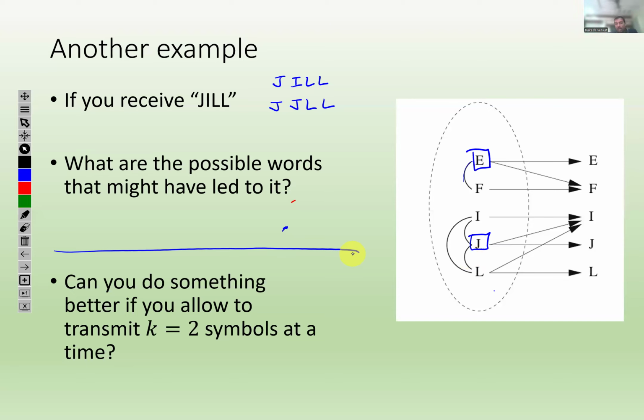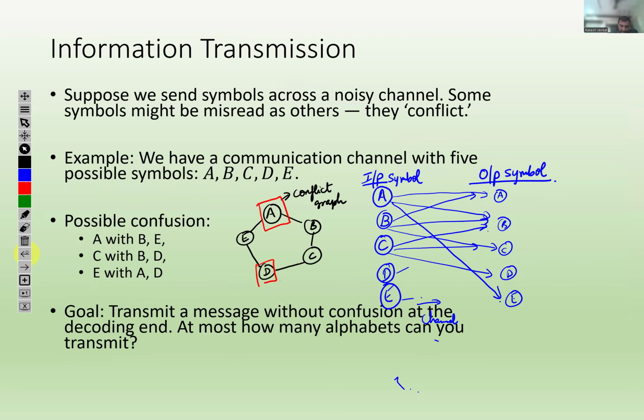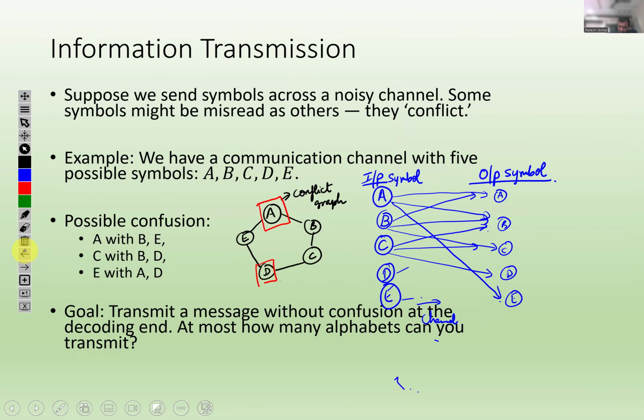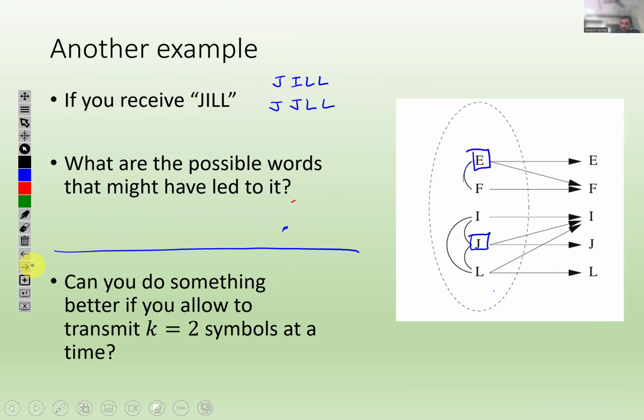But now you can ask the question a bit more. Suppose I want to do something a bit more involved, right? So in both these cases, I could send only two alphabets at a time. Maybe this graph may be a bit incorrect. So you should ignore this and just look at the conflict graph. We'll clarify it a bit later.